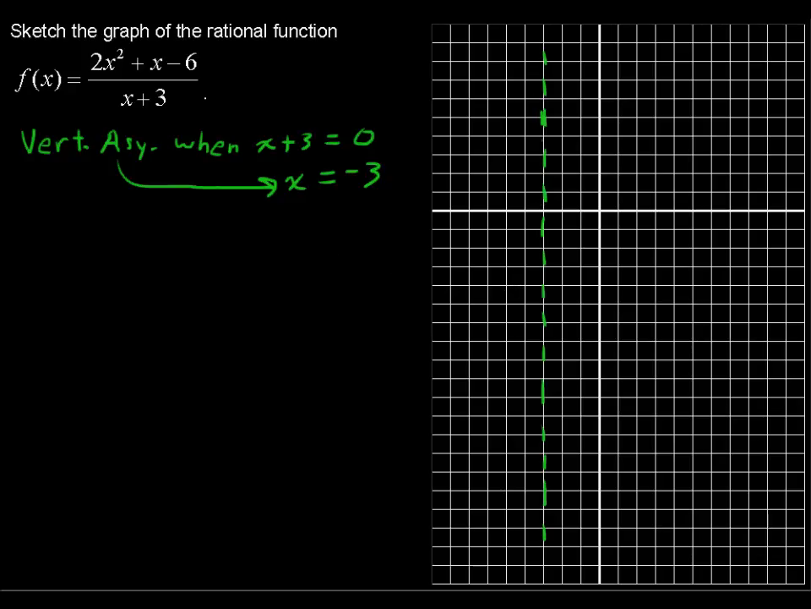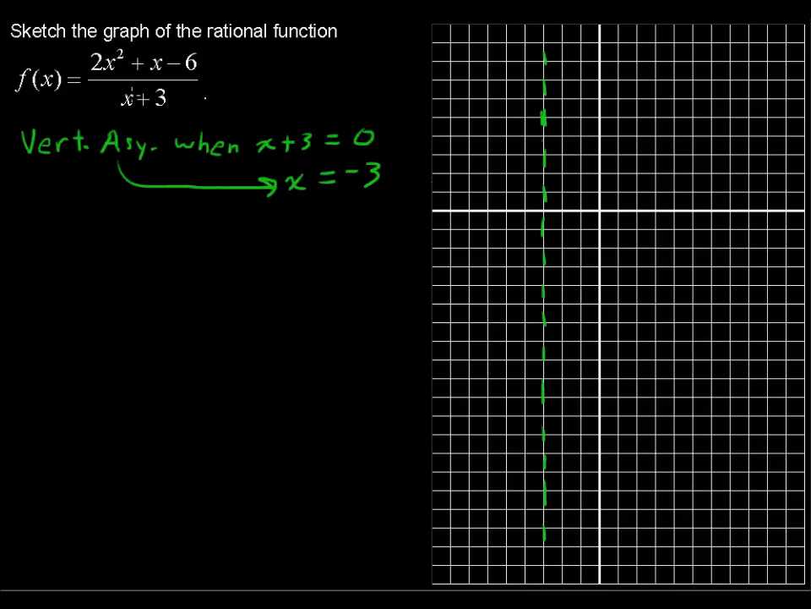Next, let's talk about horizontal asymptotes or oblique asymptotes. This is when x grows very large in either direction, positive or negative. To find them, you think about what happens when x gets really big. If the exponents, or the degree of the numerator and the degree of the denominator, are the same, we can just cancel out these x's and say 2 over 1. That is the ratio of the coefficients.